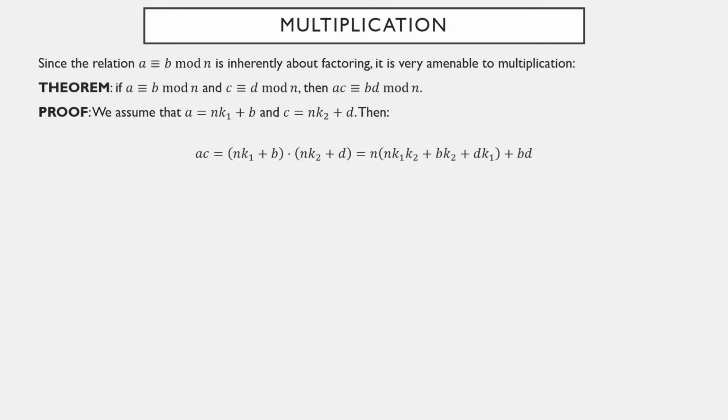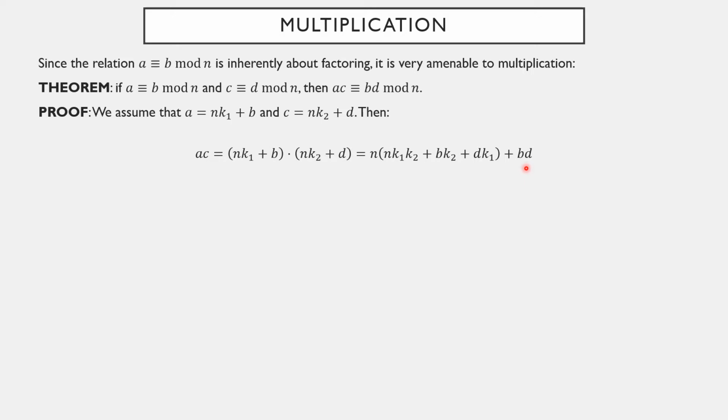A times C is going to be the first term times the second. Now, once you expand everything out, lots of terms have an n that can be factored out. This times this has an n factorable. This times this has an n factorable. This times this has an n factorable. The only thing that might not is b times d. So I factor an n out of all the other terms, and then I have bd here.